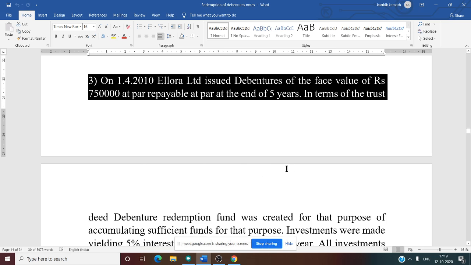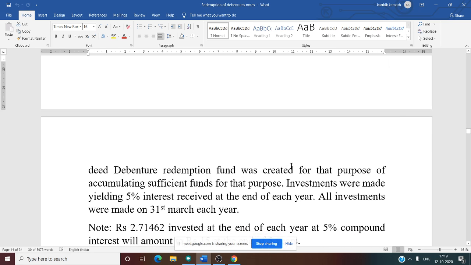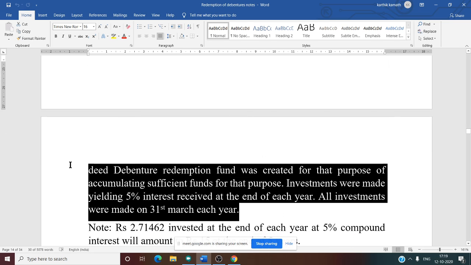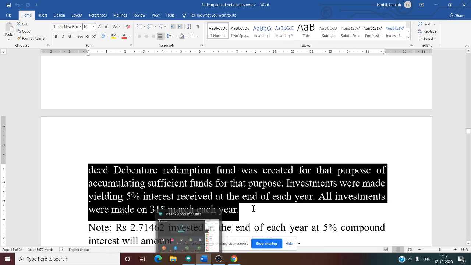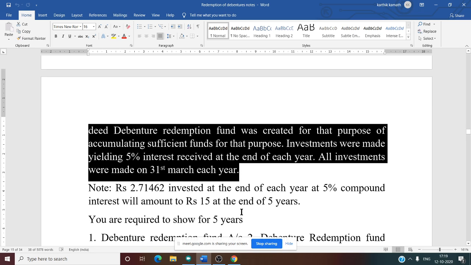Next, in terms of trust deed, a debenture redemption fund was created for that purpose, and investments were yielding 5% interest received at the end of each year. So here the rate of interest is given, that is 5%, and you need to create a sinking fund. All investments were made on 31st March of each year. That means investments are made at the end of each year.